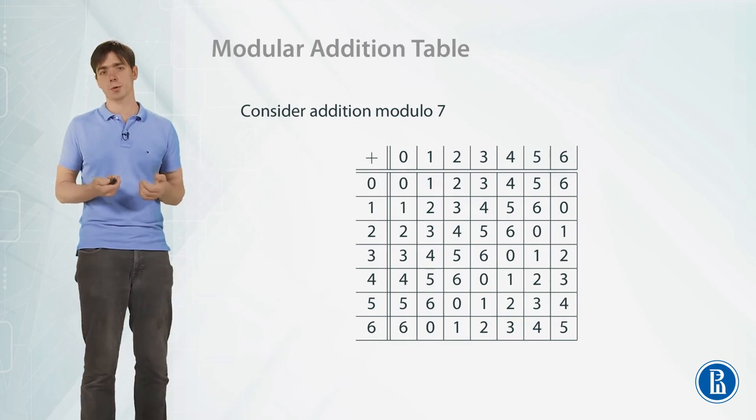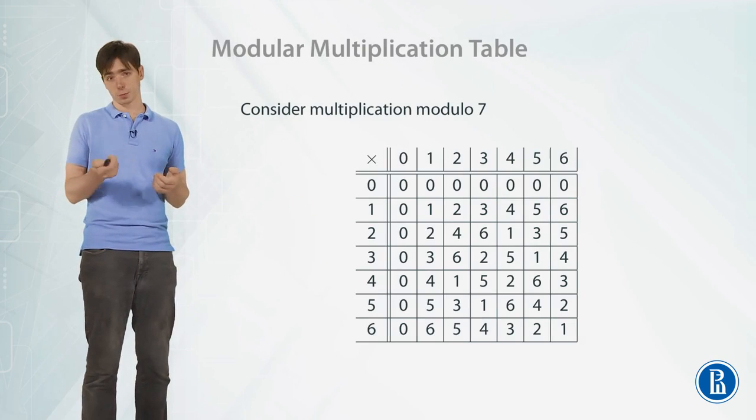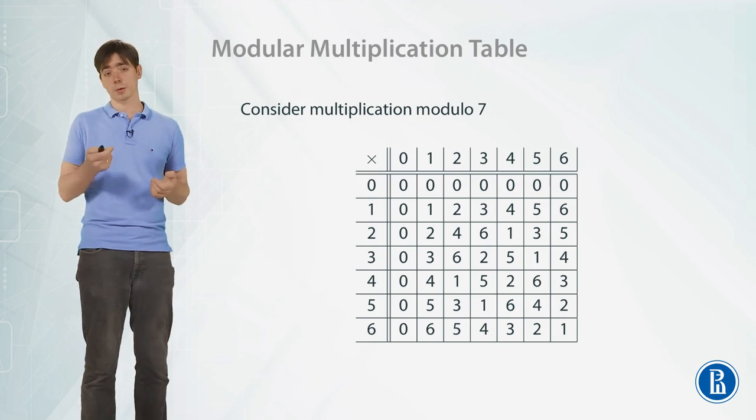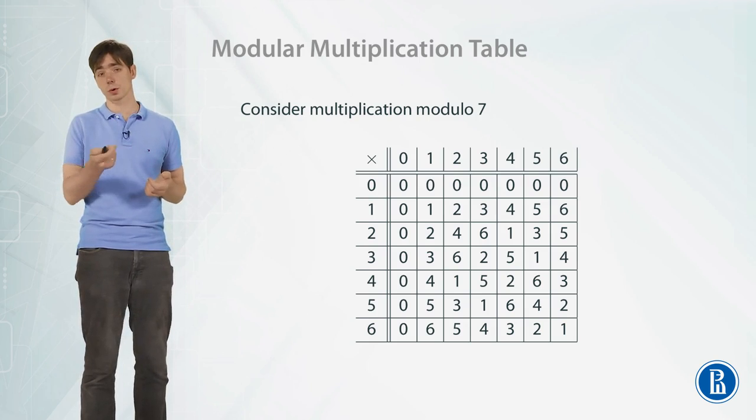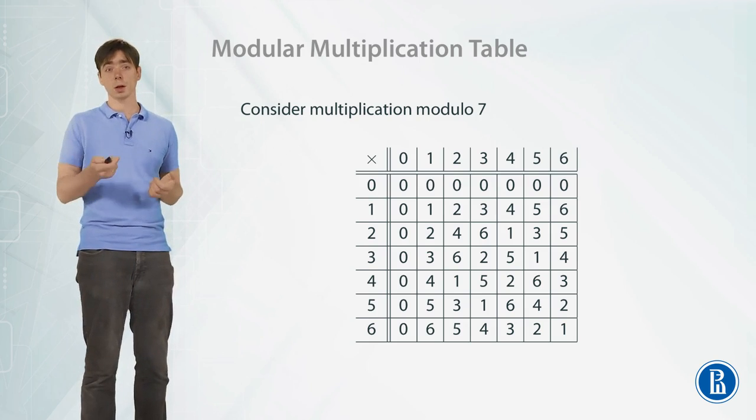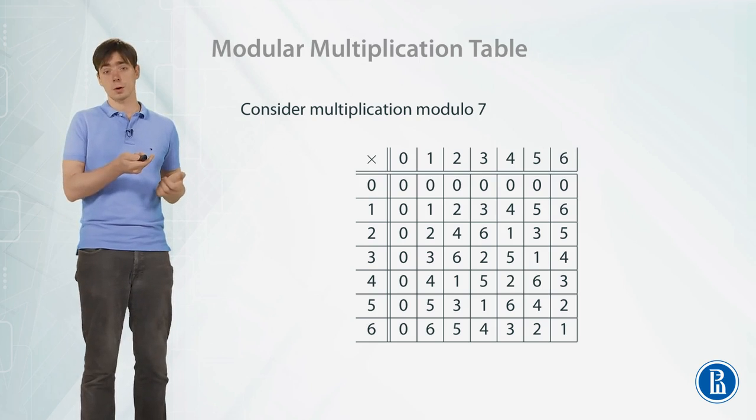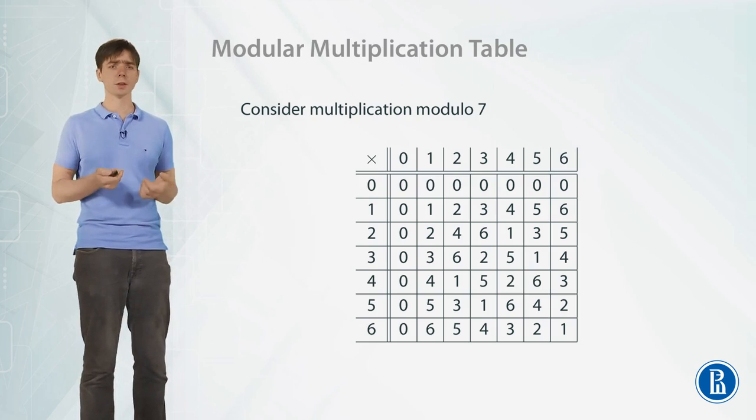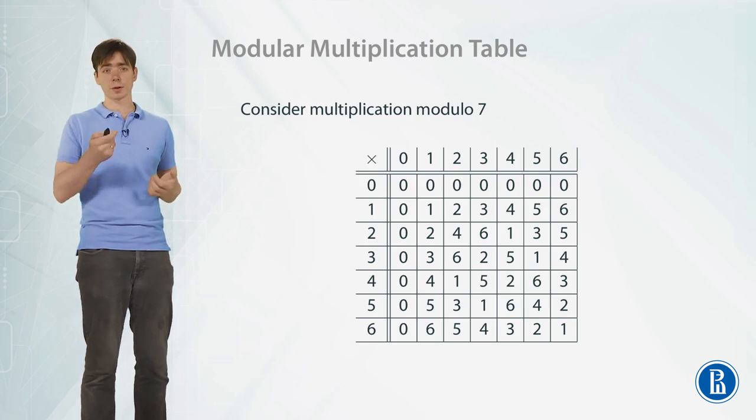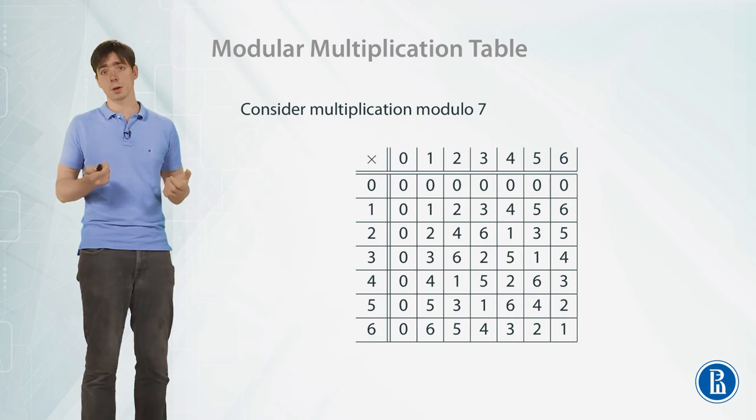We can consider the same table for multiplication modulo 7. Again, we have a table. Rows of the table correspond to remainders modulo 7. Columns correspond to remainders modulo 7 again. And in the cell, we write the remainder which corresponds to the product of the number in the row and the number in the column. Again, let's consider a couple of examples. For example, if we consider the product of 4 and 3, then it is 12, and the remainder modulo 7 is 5. So this is what we have in our table.